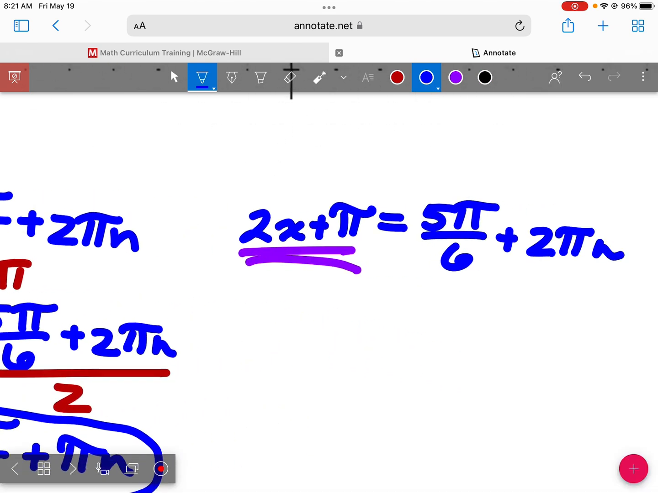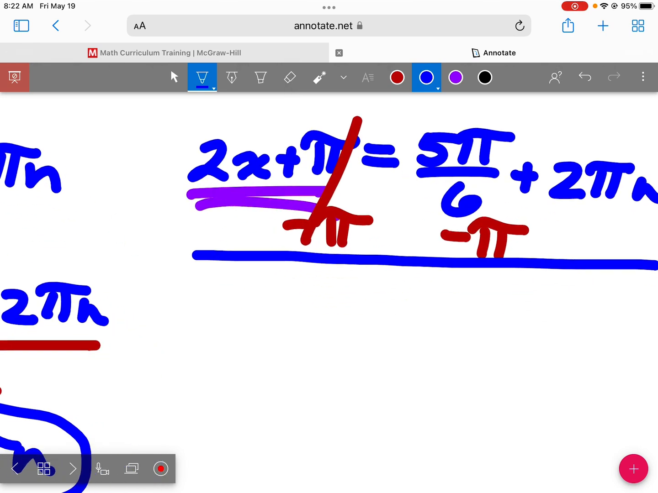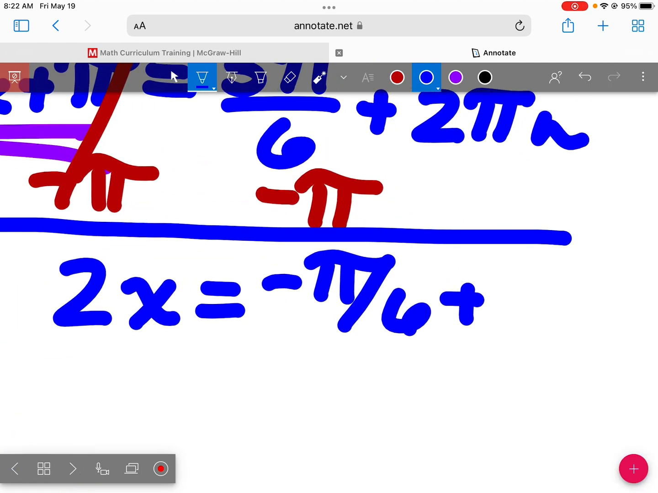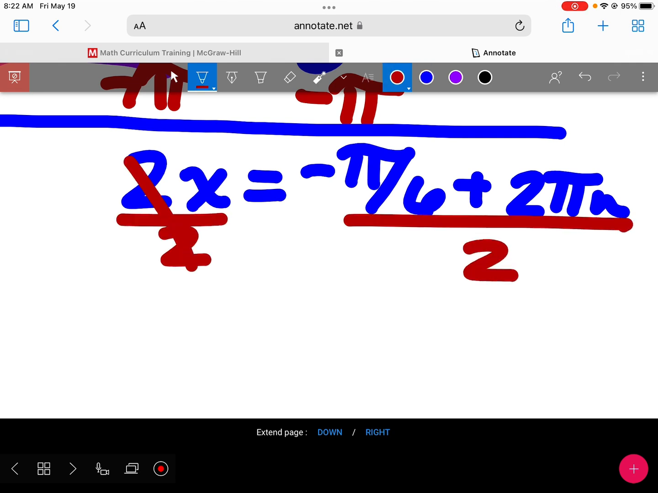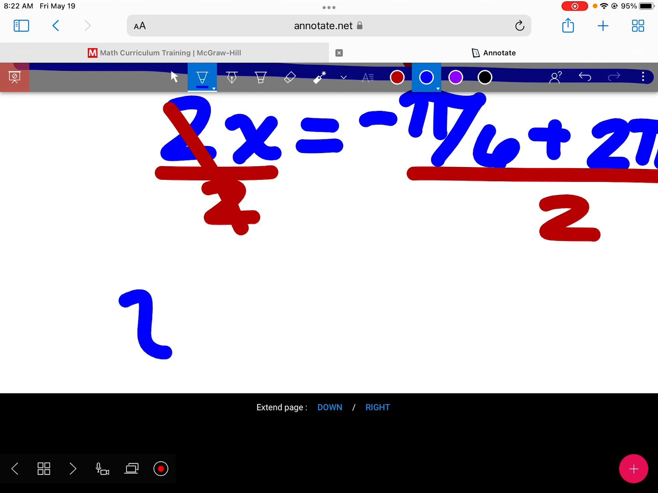And then we have to go through the same process over here for 5 pi over 6. So I'm going to subtract pi from both sides. What is 5 pi over 6 minus pi? Negative pi over 6 plus 2 pi n. Divide both sides by 2. So x would be what?